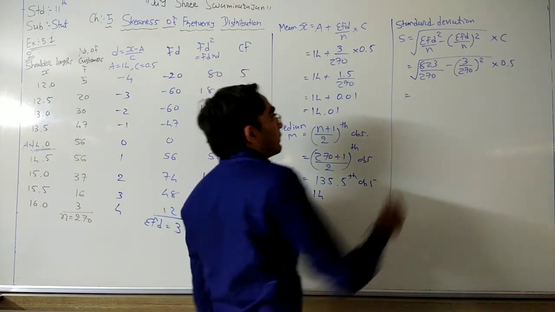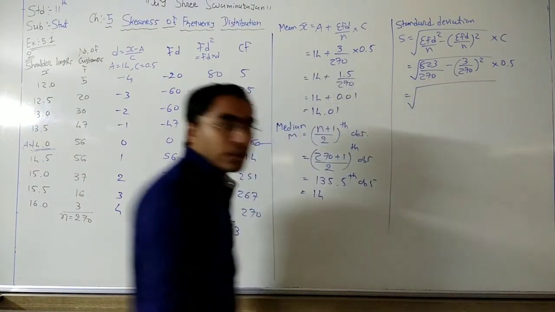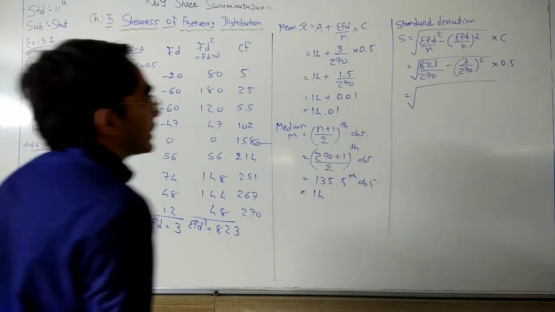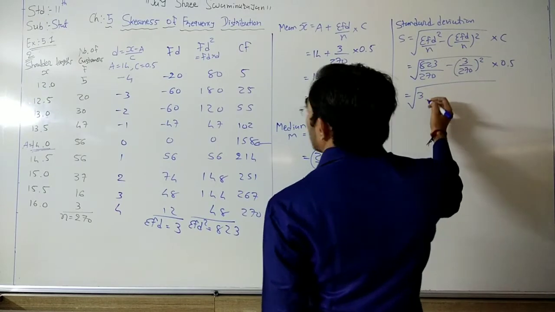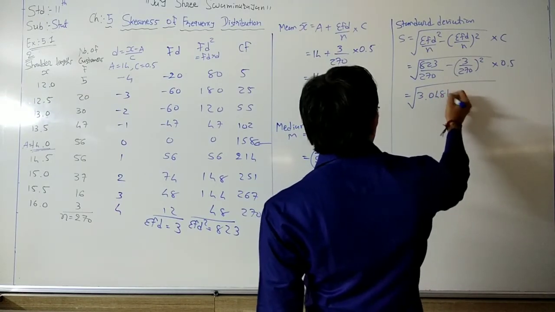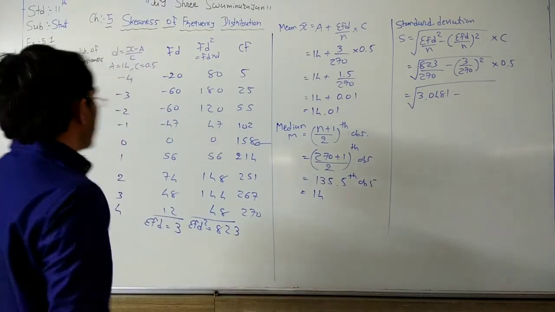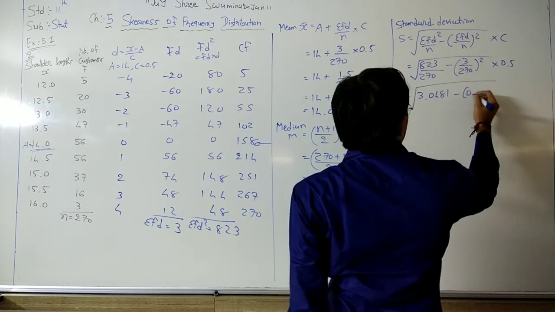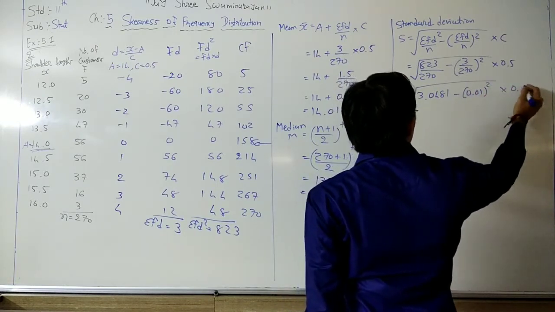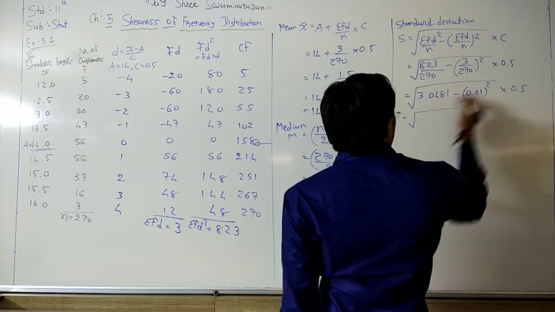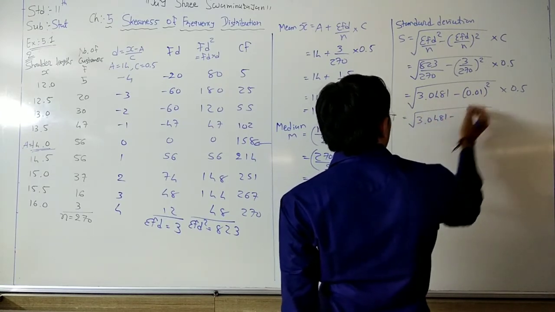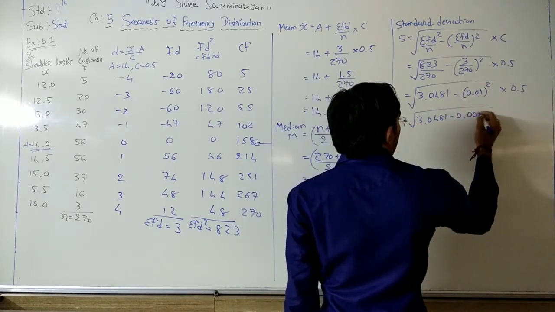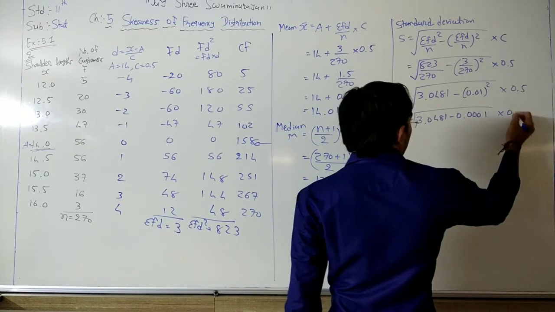Now 823 divided by 270, just find out the division. It is 3.0481 minus 3 divided by 270. If you find the division, 3 divided by 270, it is 0.01 all square, and outside 0.5. Now find out the square of 0.01. So 0.01 square, it is 0.0001 and 0.5.